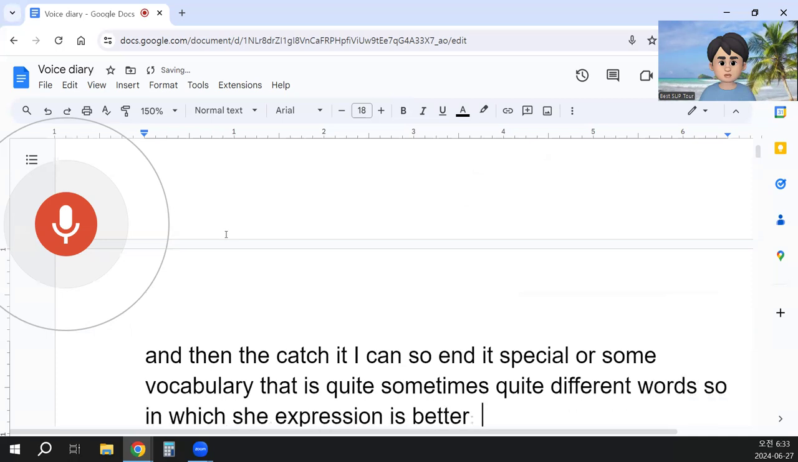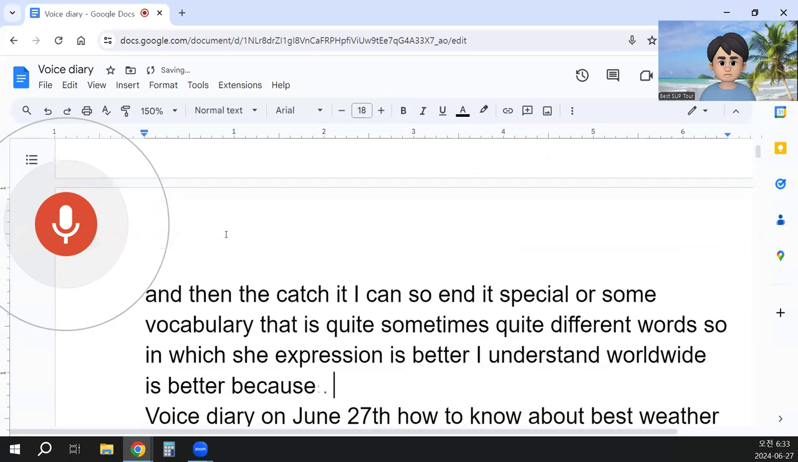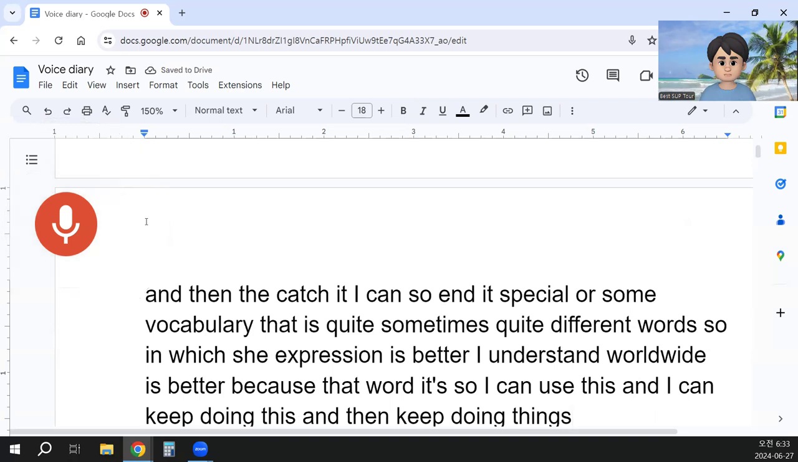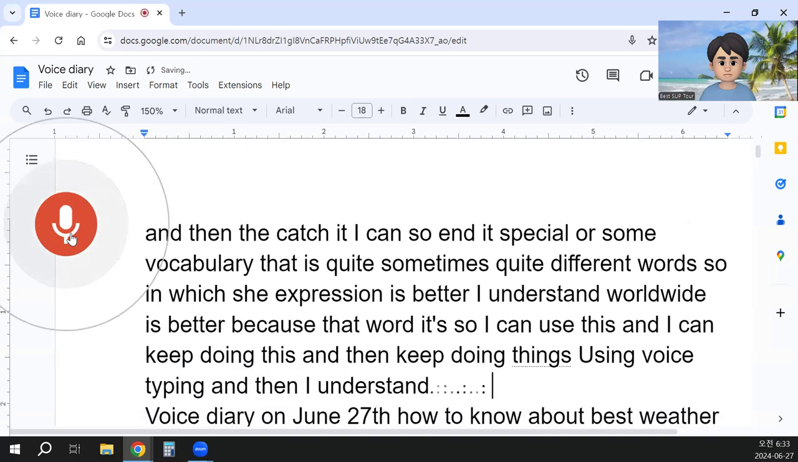Now I understand "worldwide" better because the feedback from AI can give you that. It means the expression is useful. So I can use this and keep doing this reporting with voice typing. It will be a little bit hard to understand when I'm talking, but it's a start. Using voice typing, I understand that process.